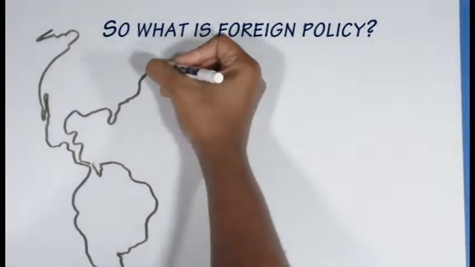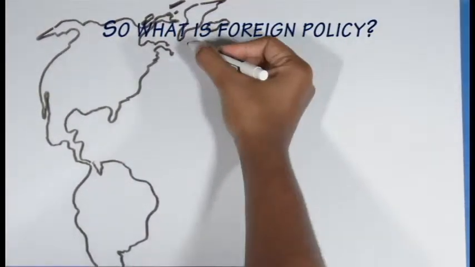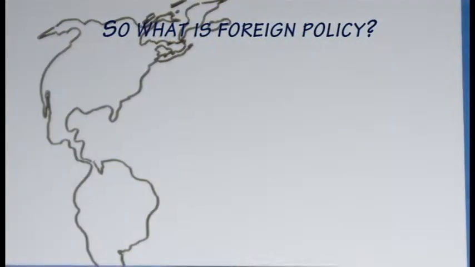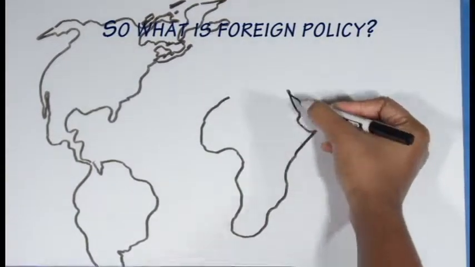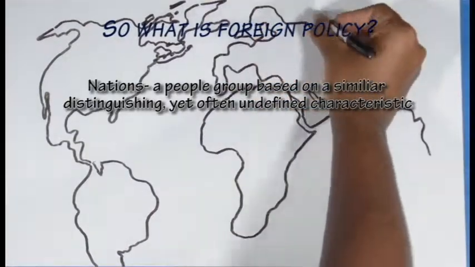So what is foreign policy? Well, simply put, it's, let's say, the relationship that the U.S. would have towards another country concerning anything from environmental issues, foreign aid, or war or trade, anything like that. And the people that we'd be dealing with can be either nations or states.